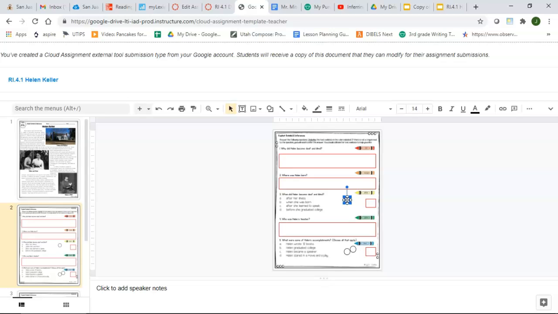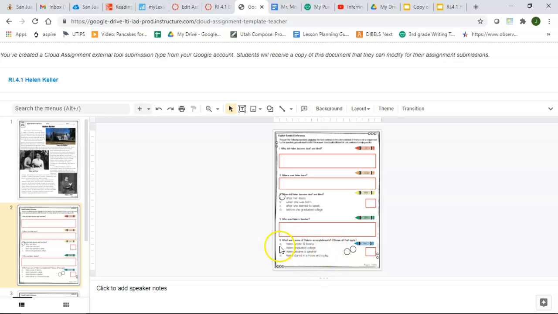So I'm going to read that question, when did Helen become deaf and blind? And it wasn't when she was born, after her illness, after she learned to speak, before she graduated college. So I would drag that circle over to A and just put it on there the best I can, because it was after her illness that she became blind.